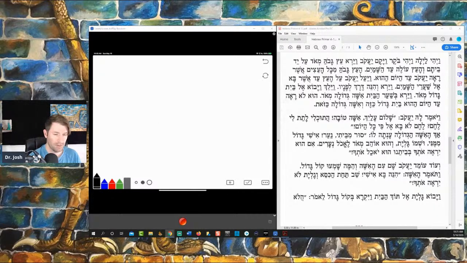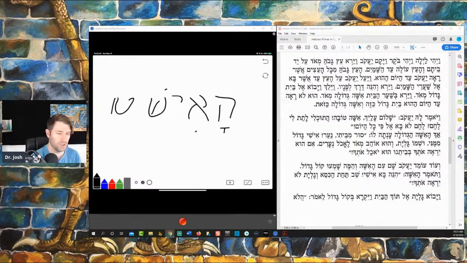However, if we saw, so in that case, we would know this is "the good man." Let me just use the examples that he uses. Ha'ish tov. Well, now we don't have the definite article here, so we know this is a predicate. They don't match, so it has to be separated by a linking verb, right? The man is good. Ha'ish tov. The man is good.